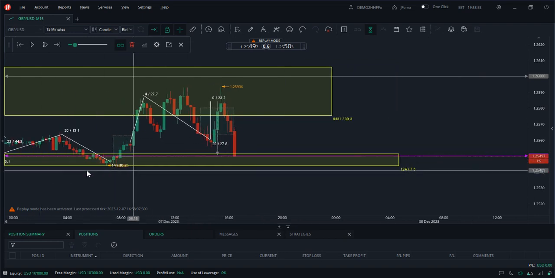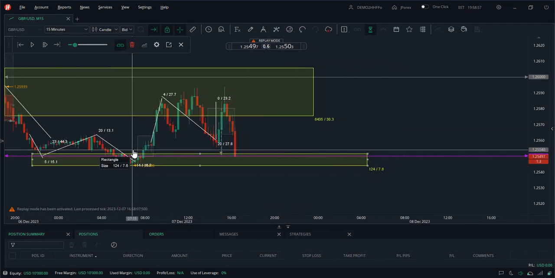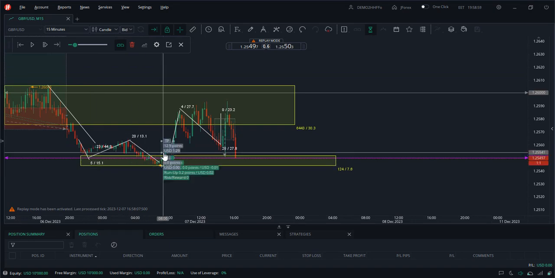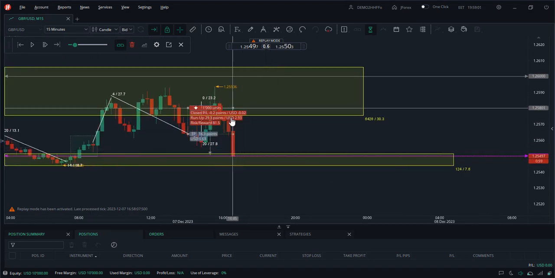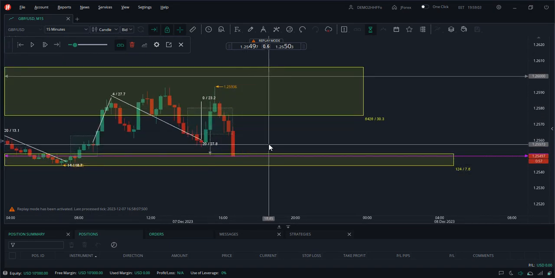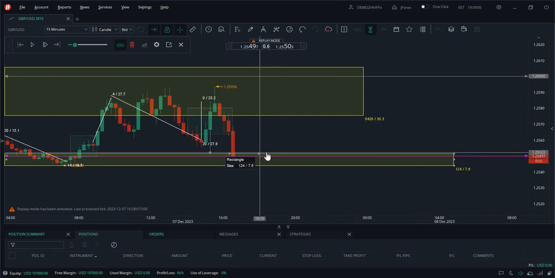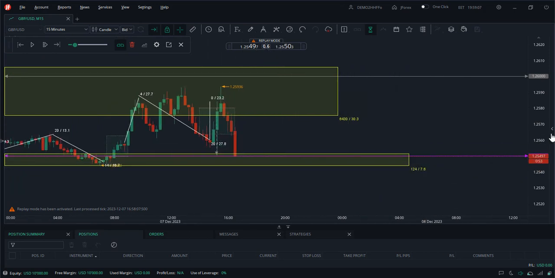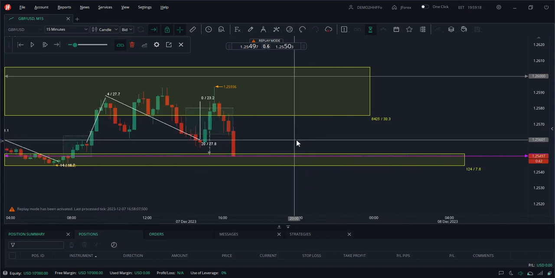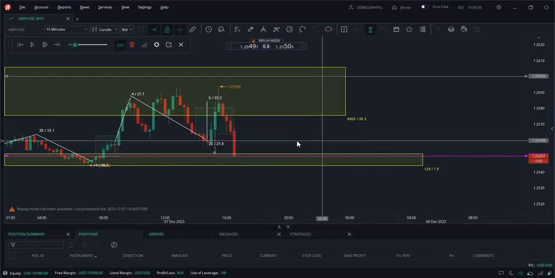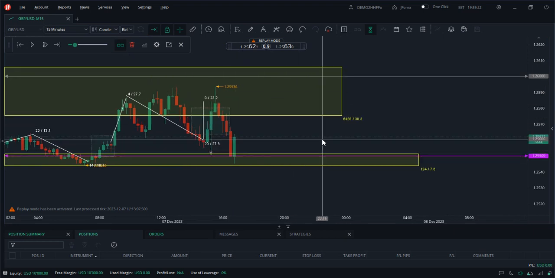This is a resistance zone. I stretched this resistance zone because we drew the resistance zone earlier on, and the price is coming back to it. So we need a reaction here. Number one, we have a psychology level here of 1.25500, and we have a resistance. That is two confluences. We need more confluences here. So let's see what the price does here.